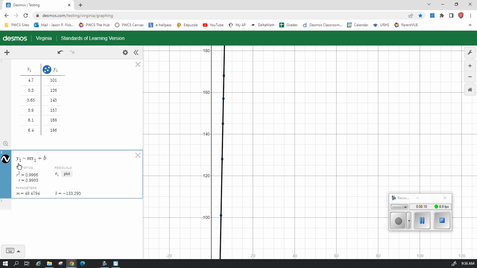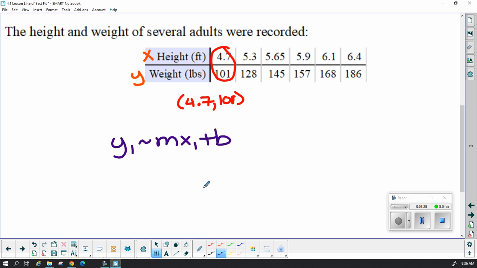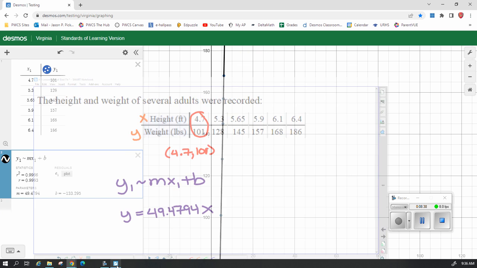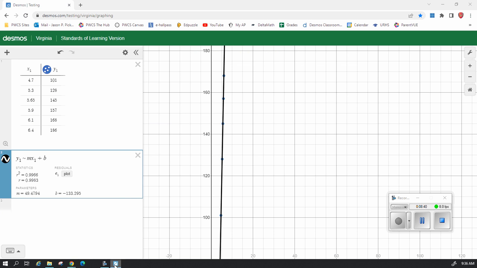If I don't delete out the last table that I did, then I have to modify this to like y2 or x2 because it's going to be a second table, and that's just going to get confusing. We want to repeat the same process. So let's just always start fresh by deleting everything out. And so I get my slope, 49.4794. And I get my intercept, negative 133.295.